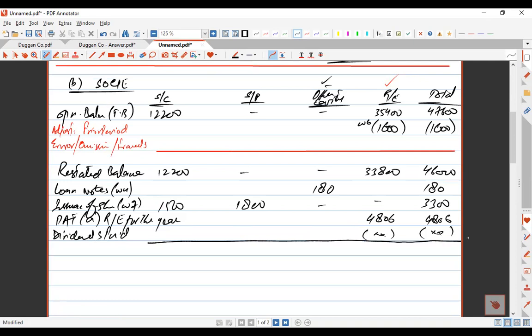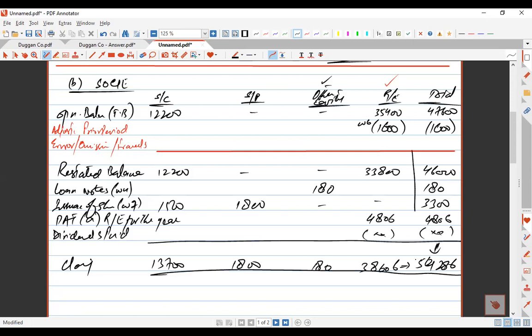In the absence of any other adjustment, the closing balances are 13,700, 1,800, 180, 38,606, and total amount would be 54,286. The sum of the row and column would be like this. If you total this way, you will get a value of 54,286, and if you total in a row way, you will get the same value. Now we have done with requirement B of this question as well.